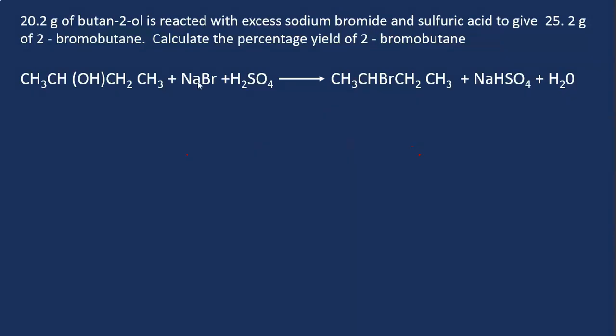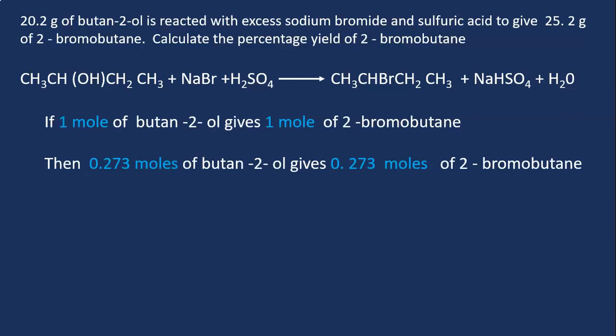From the balanced equation, we know that 1 mole of butan-2-ol reacts to give 1 mole of 2-bromobutane. We can use the balanced equation to work out the amount of 2-bromobutane that we would expect to get if the reaction went to completion. This means if we started with 0.273 moles of butan-2-ol and the reaction went to completion, then we would expect to get 0.273 moles of 2-bromobutane as the maximum yield.